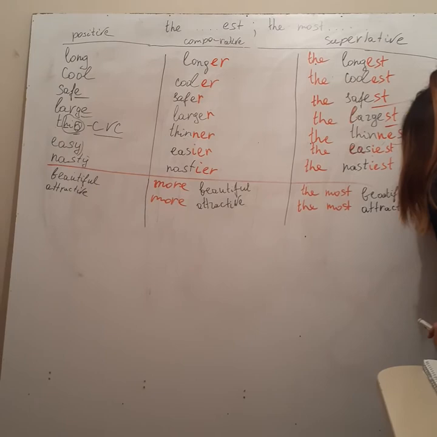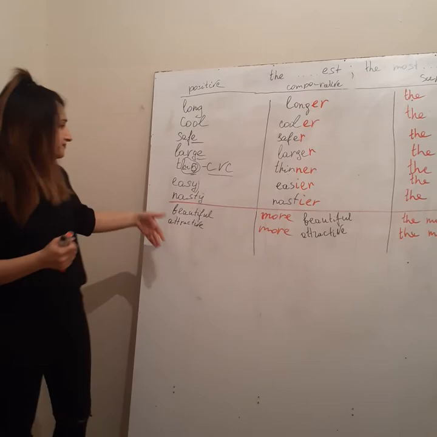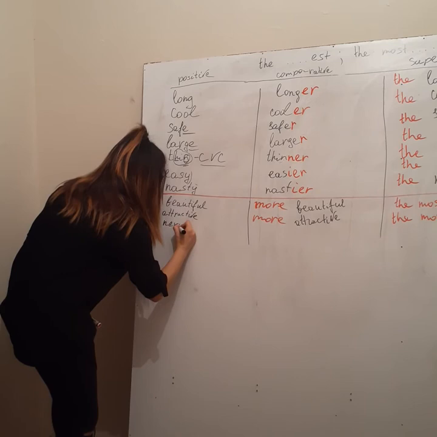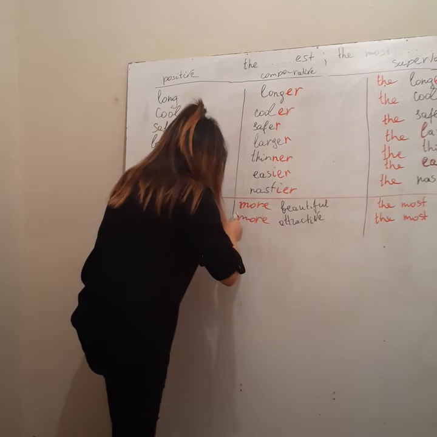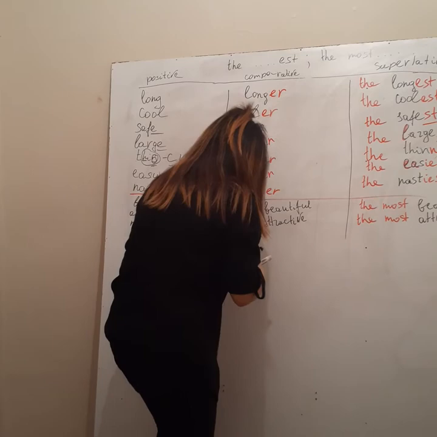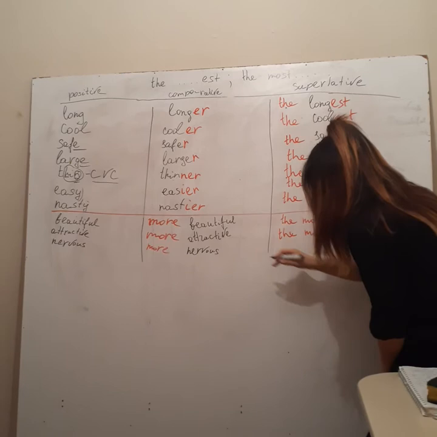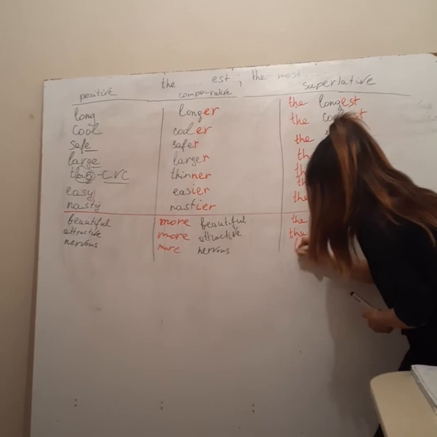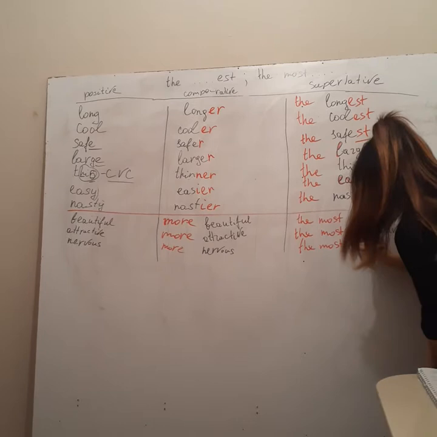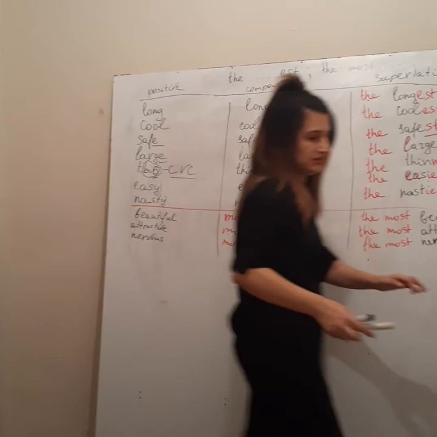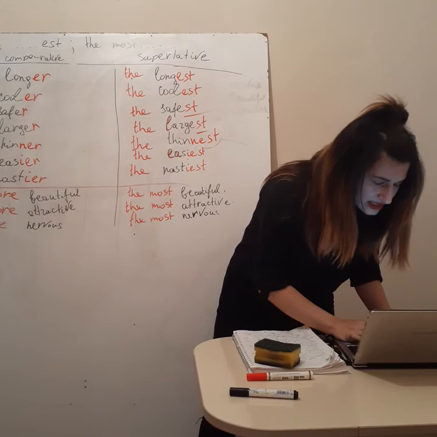Okay, wow. Do you need any more examples? For example, nervous. Okay, nervous, more nervous. I think it was a good way to repeat again, yeah? Comparative adjectives. And the most, yeah? The most nervous. Okay. I think that's enough. And I have a song for you. Please listen to the song carefully and try to catch some words.